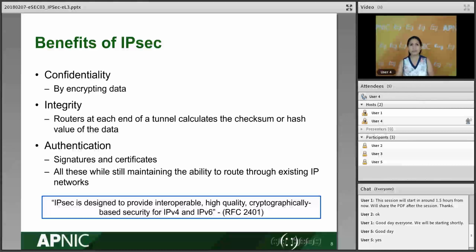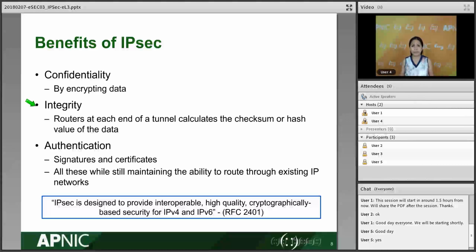The next one is integrity. Where does integrity play here? It's when you communicate one-to-one, client to server, or server to server, router to router. Each of those routers is configured to create a channel only between those two devices. And through IPsec, one of its features is that it is able to check the integrity of the other device that it is communicating with.